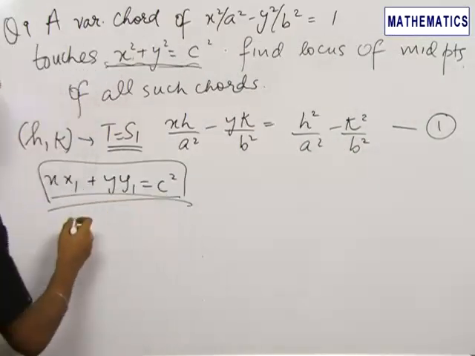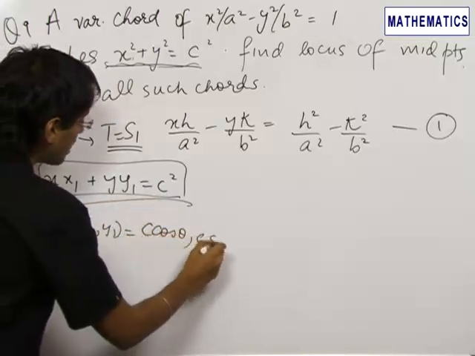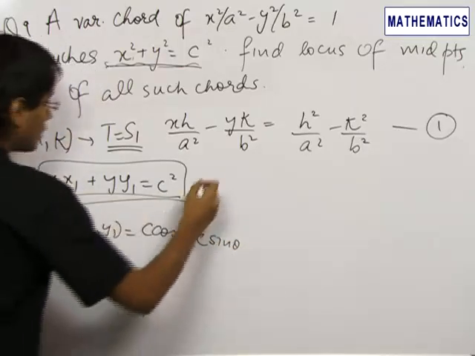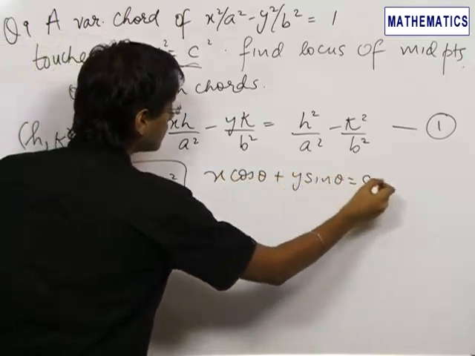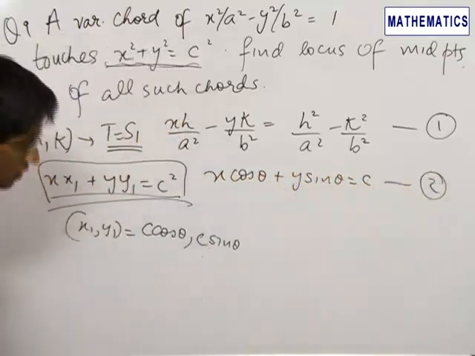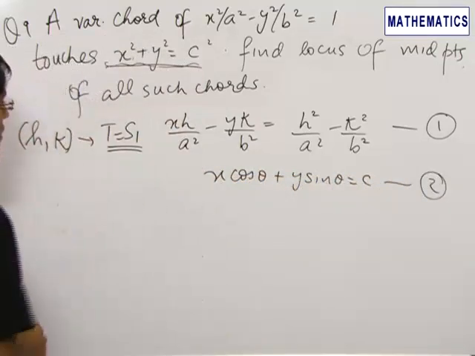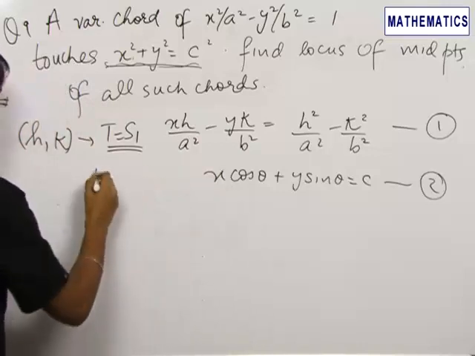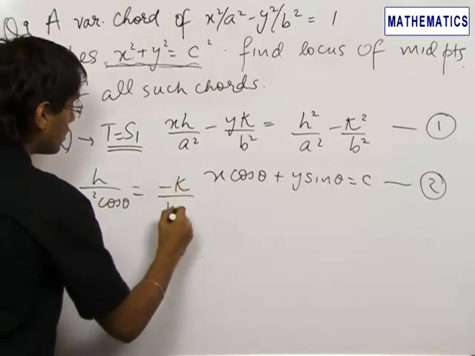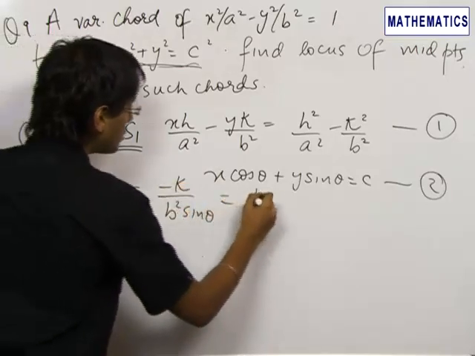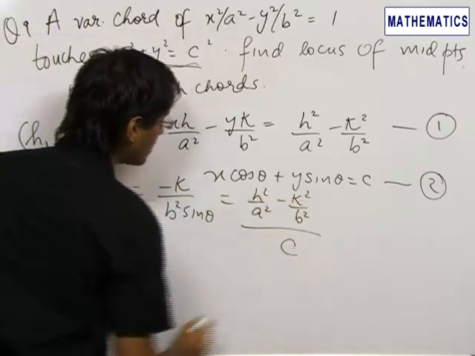Let us take any general point x1 comma y1 to be equal to c cos theta comma c sin theta in our case. Hence, the equation of the tangent becomes x cos theta plus y sin theta is equal to c. Now, since both are the equations of the same line, we can compare the coefficients of x, y and the constant terms to have h upon a square cos theta is equal to minus k upon b square sin theta is equal to h square by a square minus k square by b square upon c.